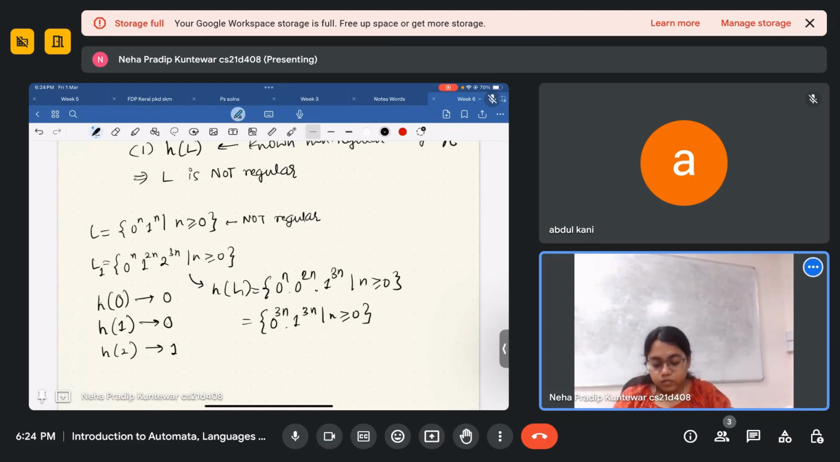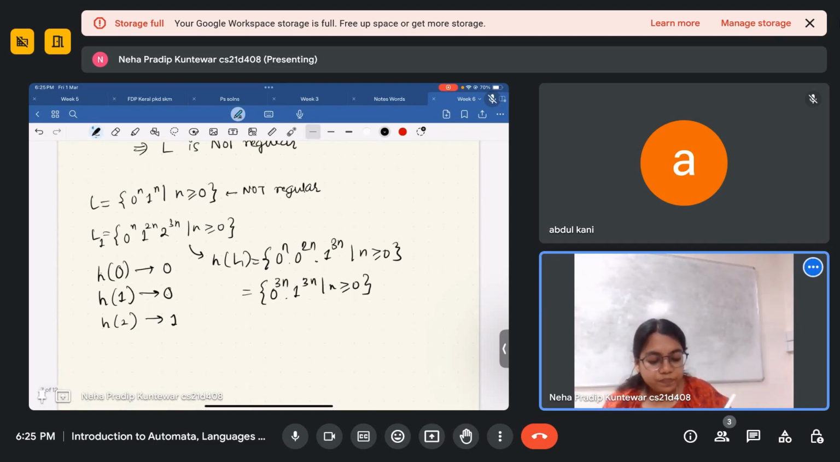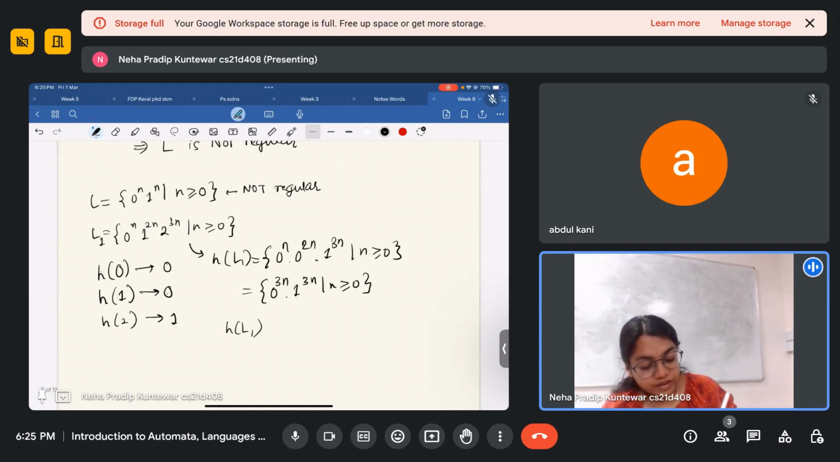Now, using similar arguments as in the pumping lemma, so here this is not exactly L, but using similar arguments, it can be shown that this language is also not regular. So what that means is h of L1 is not regular, and hence we know that L1 is not regular.